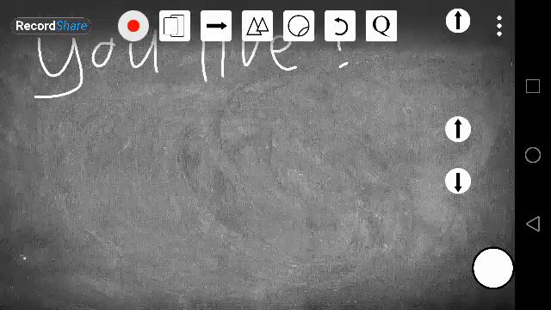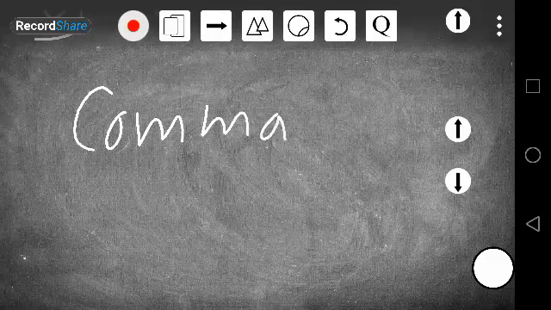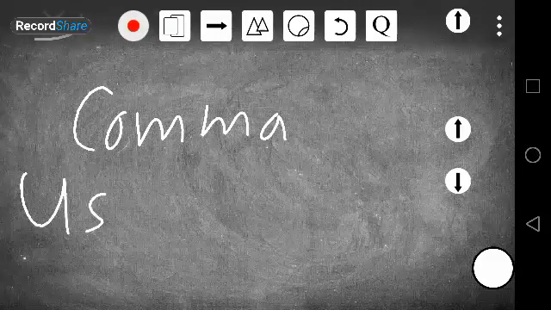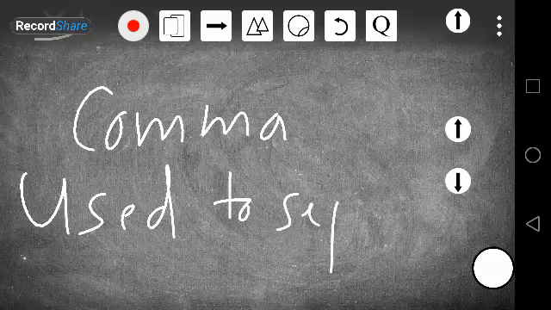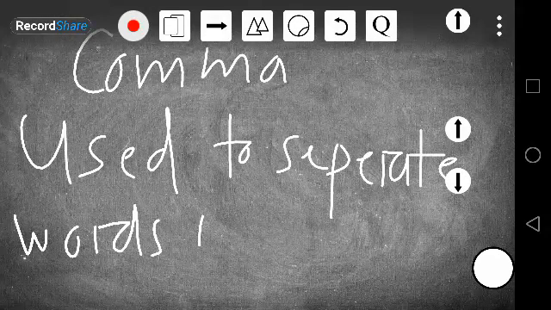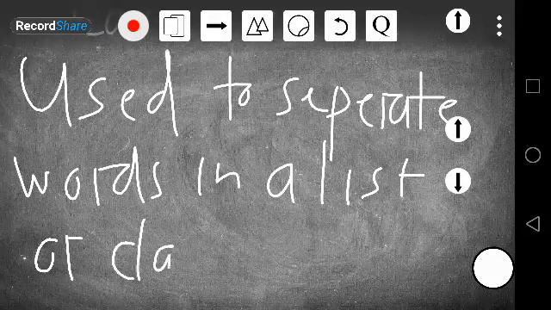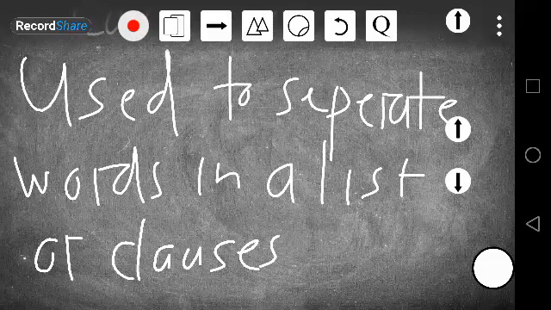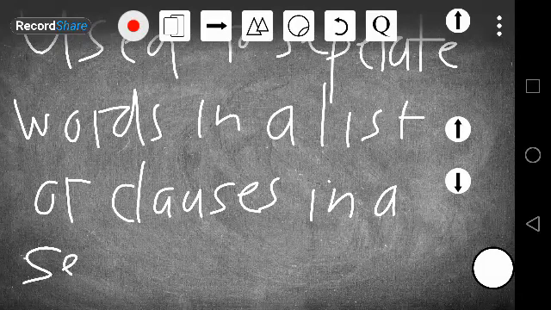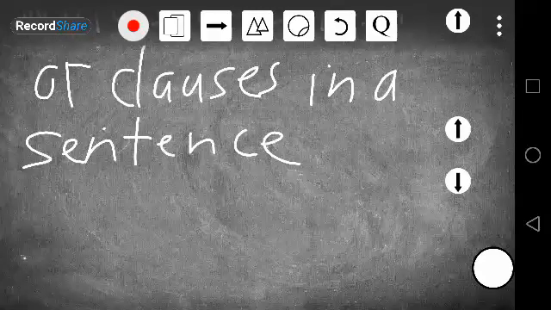Last but not least, we need to look at the comma. Commas are used to separate words in a list or clauses in a sentence. This is when we use a comma.